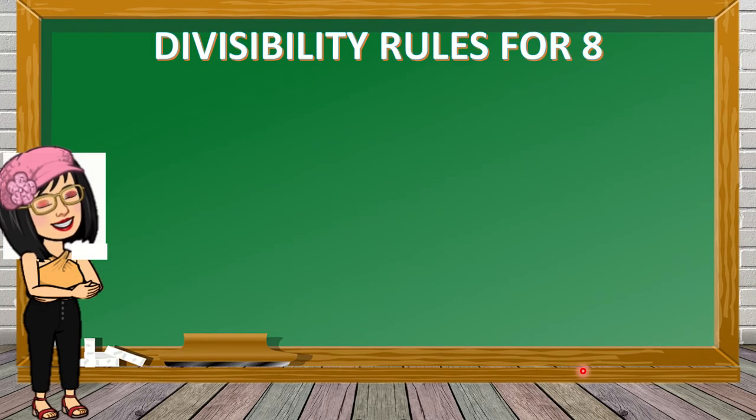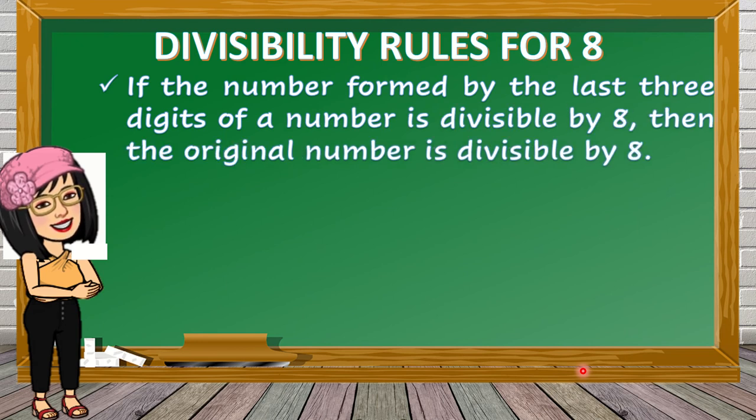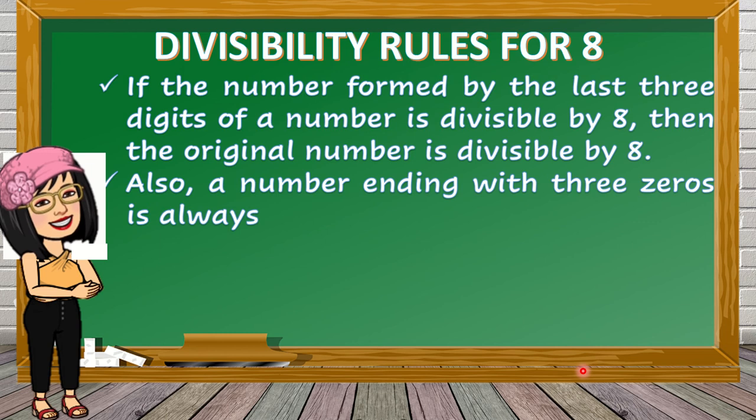Divisibility rule for 8. If the number formed by the last three digits of a number is divisible by 8, then the original number is divisible by 8. So, pag ang last 3 digits ay nadi-divide ng 8, then ang original na numero ay nadi-divide din by 8. Also, a number ending with 3 zeros is always divisible by 8.